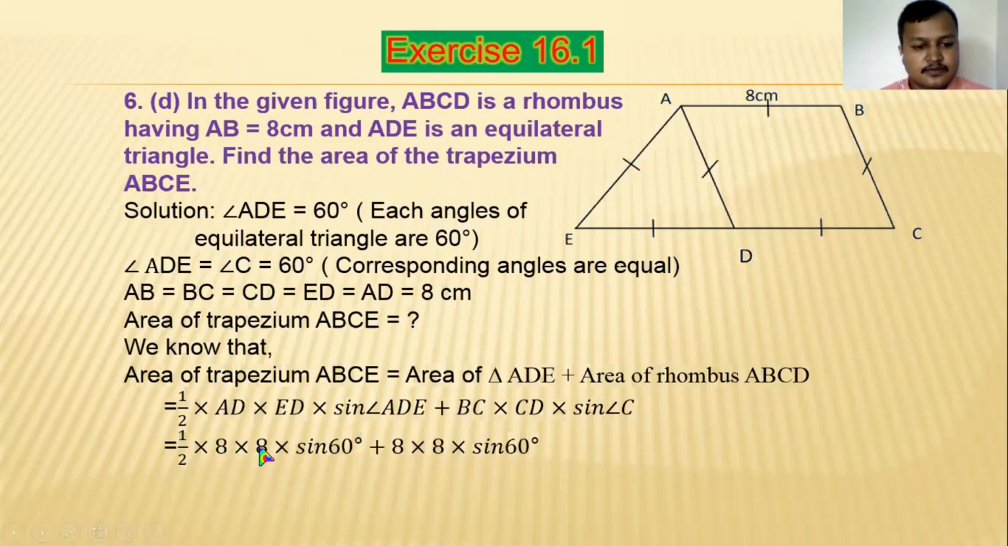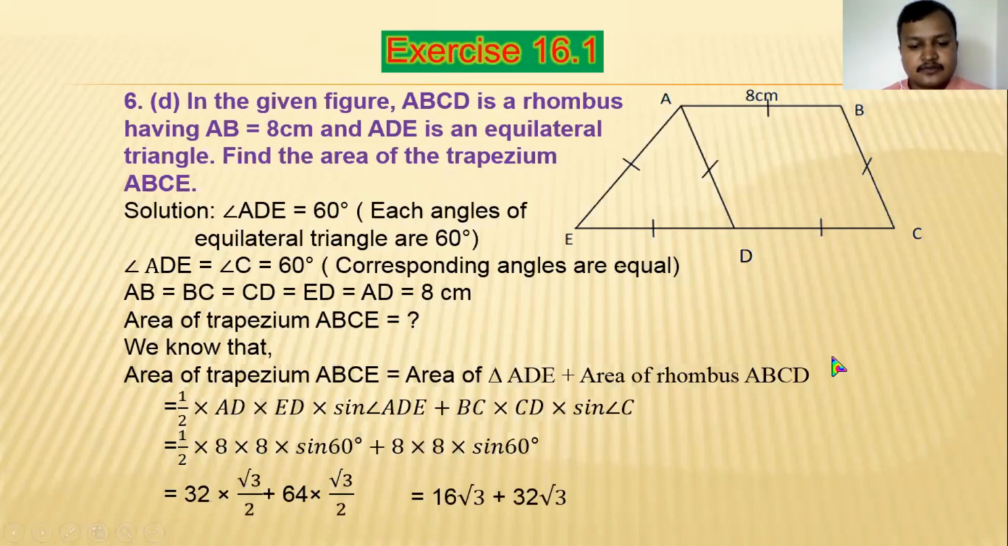8 times 8 is 64, times 1/2 is 32, into sine 60, root 3/2. Similarly, here also 8 times 8 is 64 into sine 60, which is root 3/2. It is 32 into root 3/2 plus 64 into root 3/2. Again, cancelling out 32 by 2, it becomes 16 root 3. And if 64 is cancelled by 2, it becomes 32. 16 root 3 plus 32 root 3.